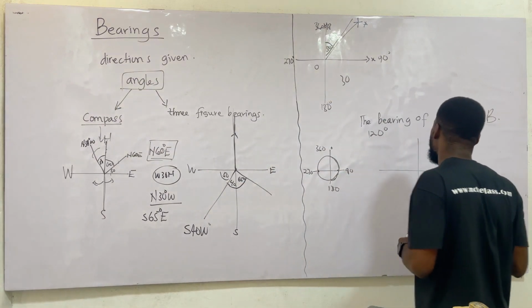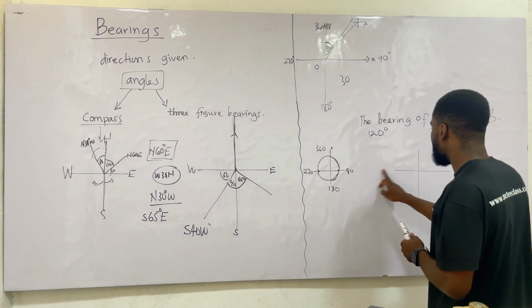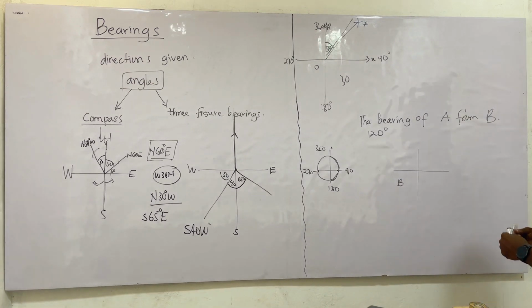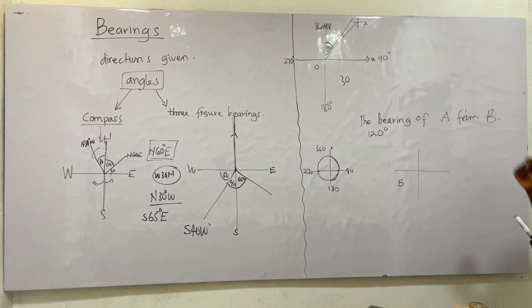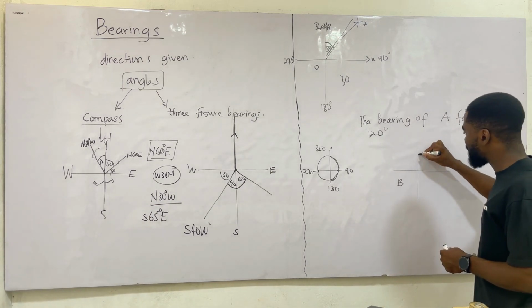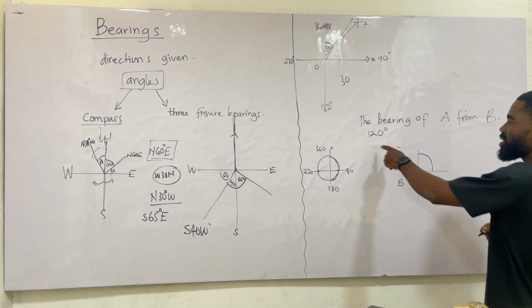So the bearing of A from B tells me that B is my origin. So this is my origin. I'll put B here, and I'm moving 120 degrees. I'll start from the north and move 120. When I start here and get to this point, I've gotten to 90. I have not yet turned 120 degrees.